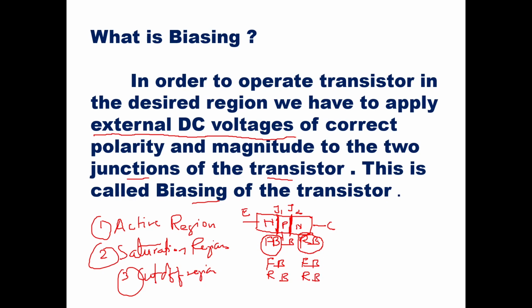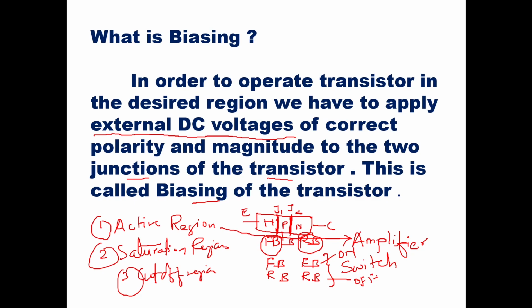The first operation, the active region, is used when the transistor is to be used as an amplifier. The next two, saturation and cutoff, are used if you want to use the transistor as a switch, because in saturation it becomes on and in cutoff it becomes off. So the most important applications are amplifier or switch.